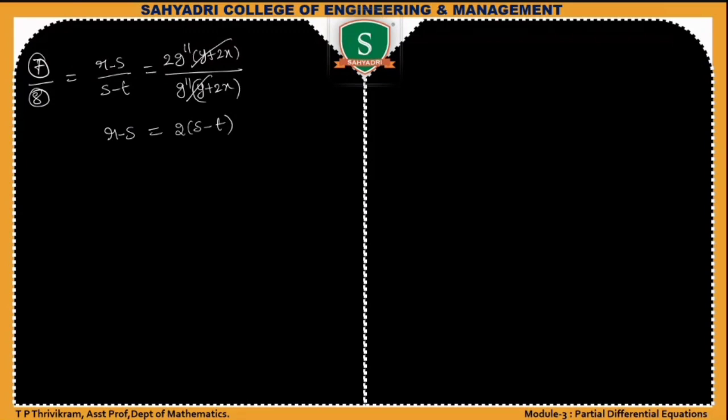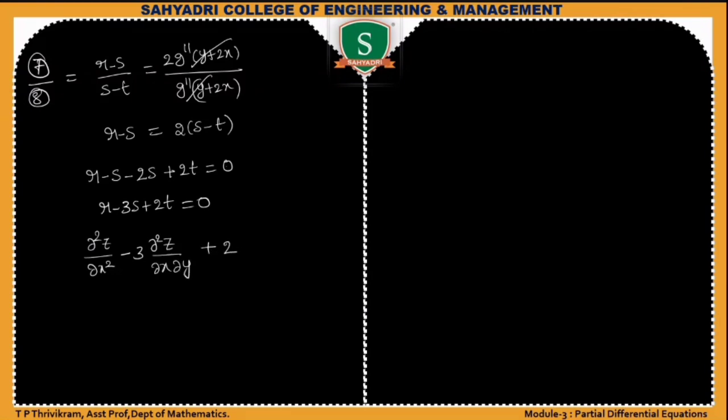If you simplify this, what happens? r minus s, bring this to the left hand side, minus 2s, so minus of this you get plus 2t is equal to 0. So r minus 3s plus 2t equal to 0. Or you can write this as ∂²z/∂x² minus 3 into ∂²z/∂x∂y plus 2 into ∂²z/∂y² is equal to 0. Either you can write the solution as this much or this much. So in the final equation, we have completely eliminated f and g.